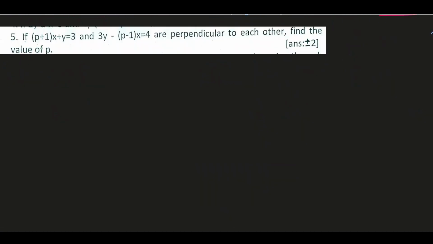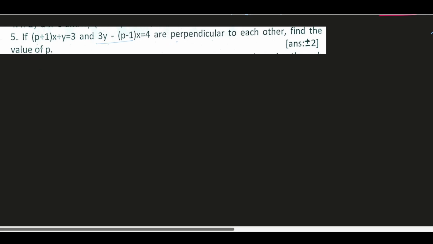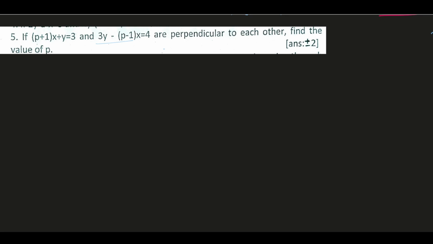Now let's deal with question number 5. (p plus 1) into x plus y is equal to 3, and we have the second equation also here, are perpendicular to each other. Find the value of p. Now this question is similar to question number 4, but there it was written parallel, here it is perpendicular. So let's solve it quickly.